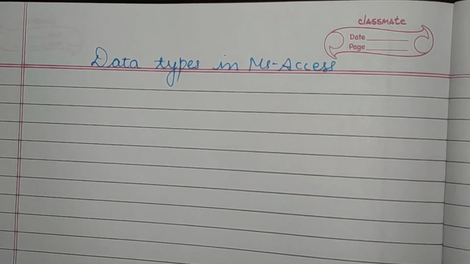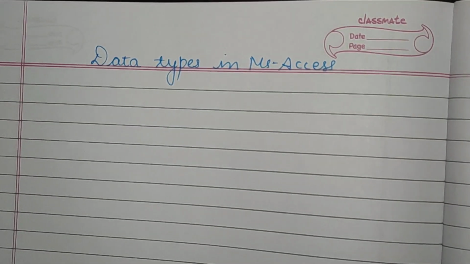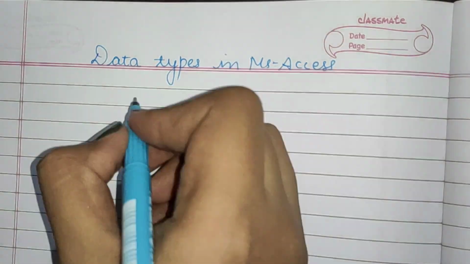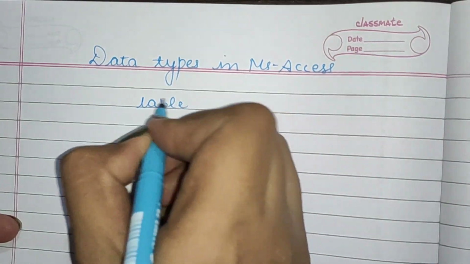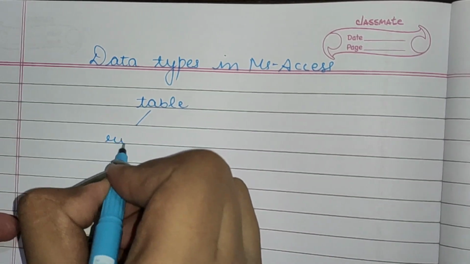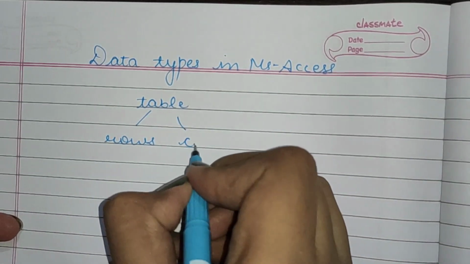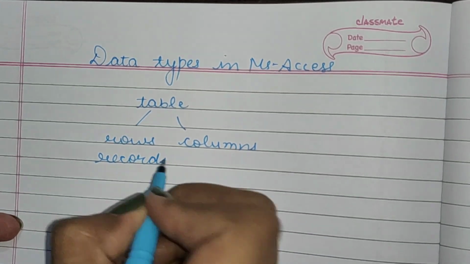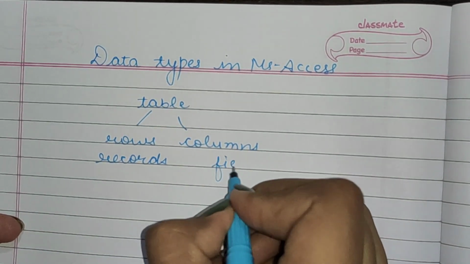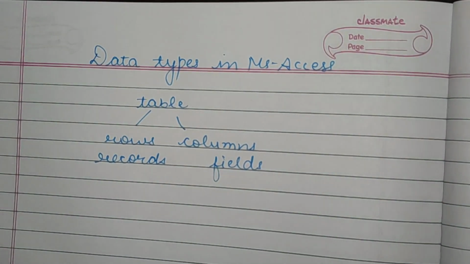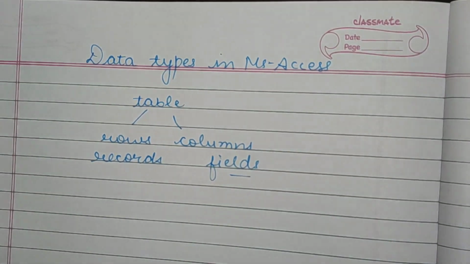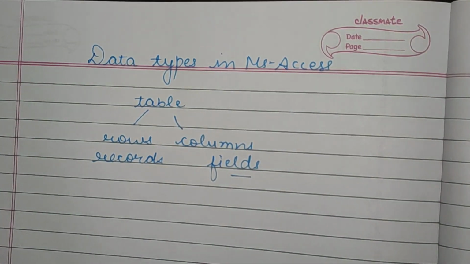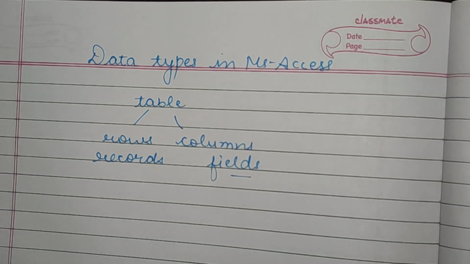Today we are going to cover the topic data types in MS Access. As you all know, we create tables in Microsoft Access. A table is a combination of rows and columns. We call rows records, and we call columns fields. So what is a field? A field describes what type of data we are going to enter in a specific column.